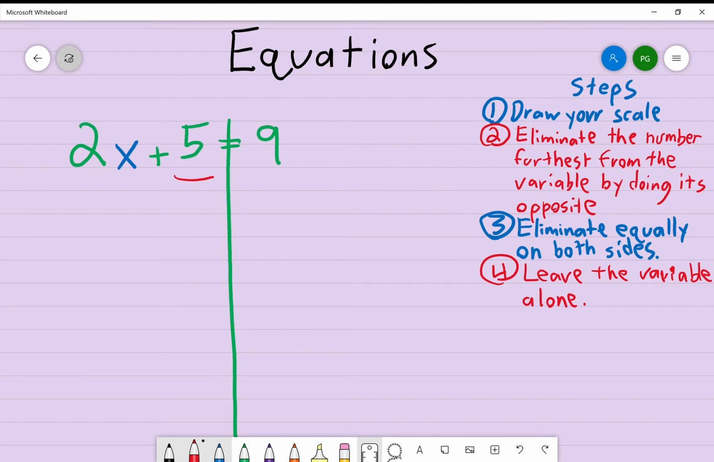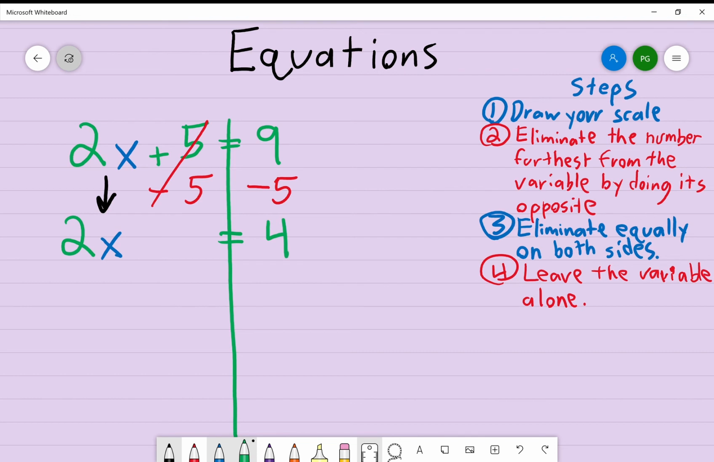Okay, well, if I look right now, it says plus 5, right? What's the opposite of plus 5? Minus 5. So I'm going to go ahead and do minus 5. Remember, step 3 says eliminate equally on both sides. This is a scale, so if I'm doing minus 5 on the left, I have to do minus 5 on the right too. Now, let's go ahead and keep working. The 2x I didn't touch, so I can bring that down. 2x. Now, 5 minus 5, well, that's 0. I don't have to write it down. That would be silly. I bring down the equal sign, and 9 minus 5 is 4.